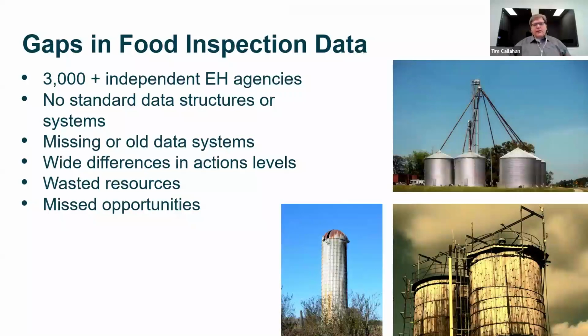We pursued this because there are about 3,000 independent environmental health agencies, with local being city and county and tribal, as well as state and federal agencies, each of them handling food service inspections and permitting and regulatory services in some way. Unfortunately, there's no set standard data structures in place that allows for ways to share things.